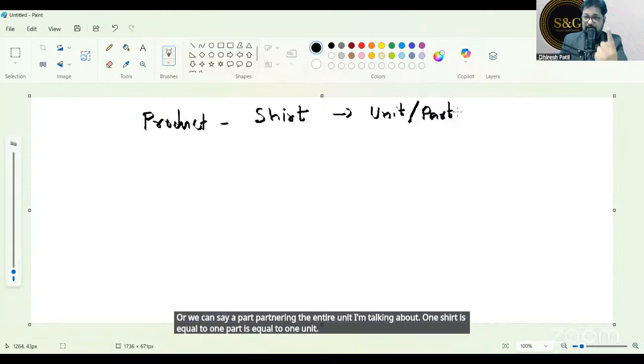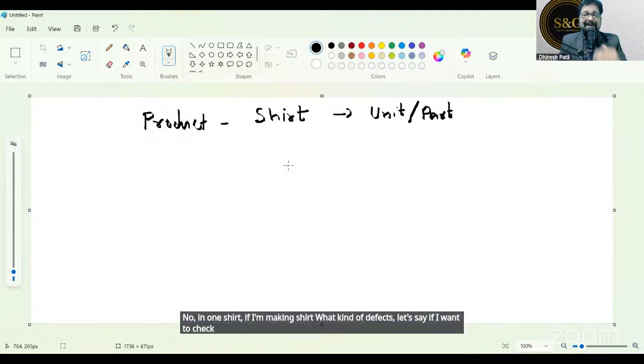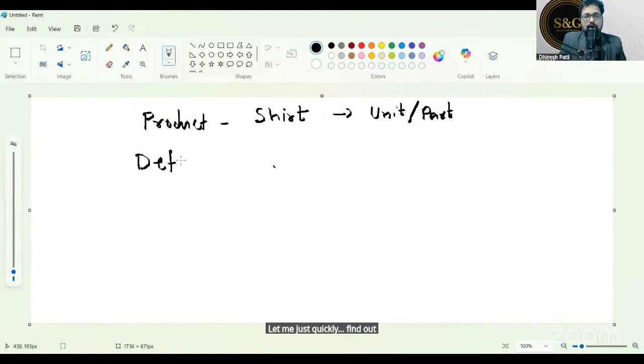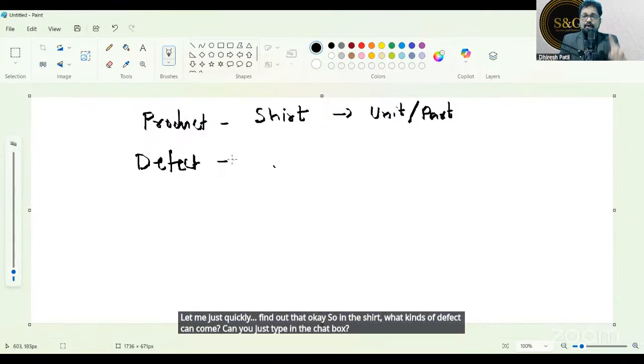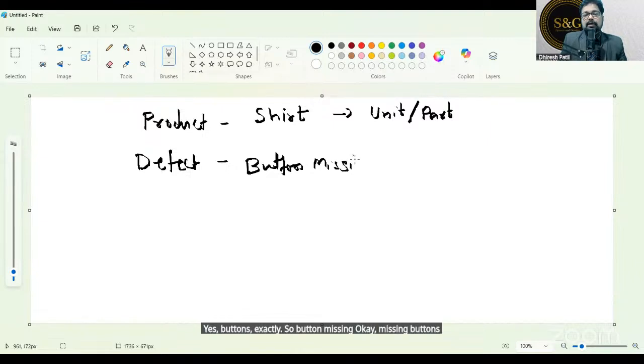Now, in one shirt, let's say I want to check how many types of defects can come in the shirt. Let me just quickly find out that. So in the shirt, what kinds of defects can come? Can you just type in the chat box? In one shirt, what kinds of defects do you generally observe? Yes, buttons. Yeah, exactly. So button missing. Okay, missing buttons. What else? It can be, yeah, stitching issues. Fantastic. So it can be a stitching issue.